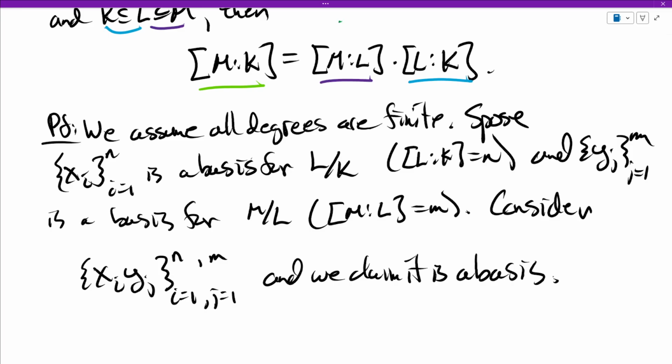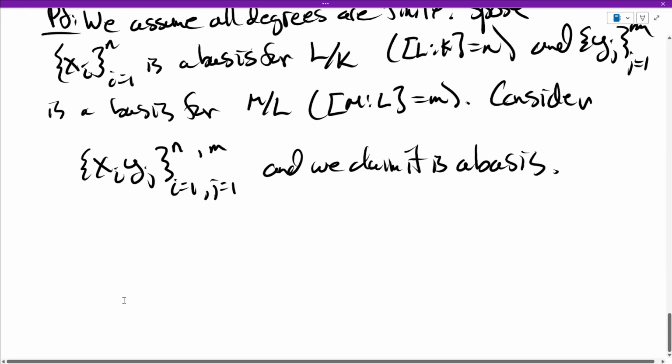Right, because we can express every element of M as a unique representation over L, and then all of the elements of L as a unique representation over K. But then we have to worry about, well, how does the mixing happen? So we're going to do just a straightforward argument by showing this collection is linearly independent and it spans. And that will be equivalent to unique representation.